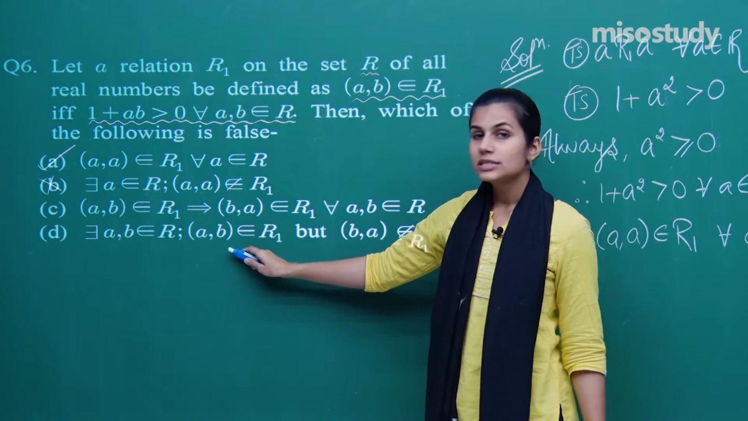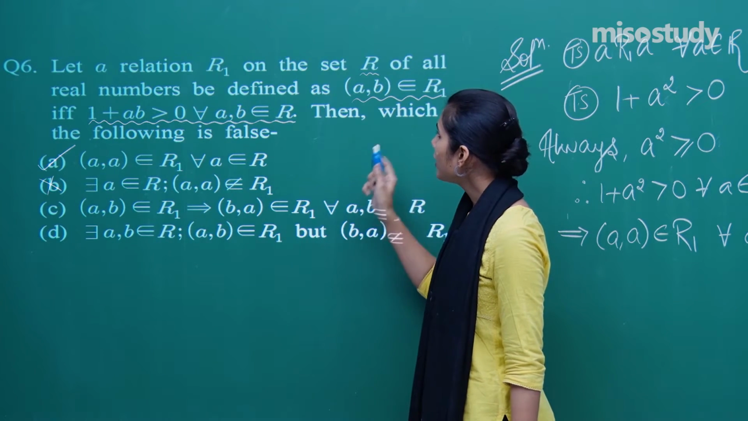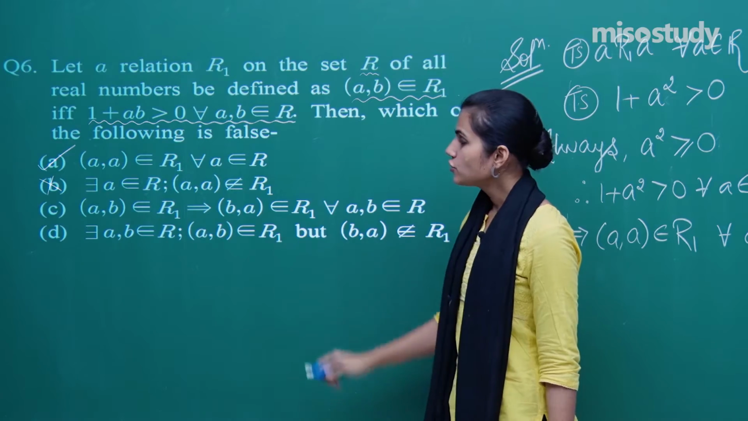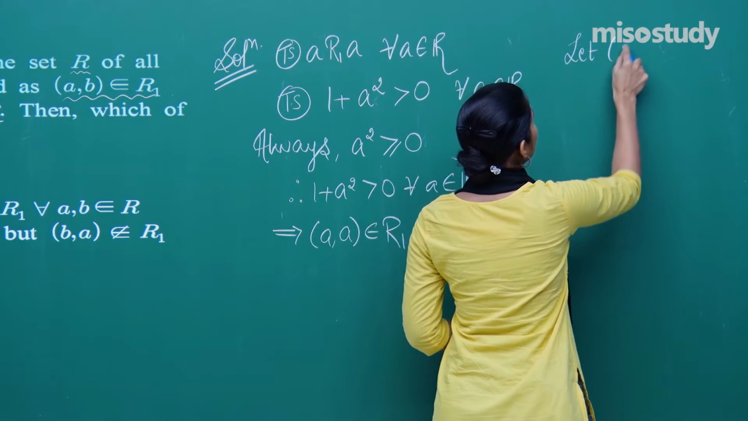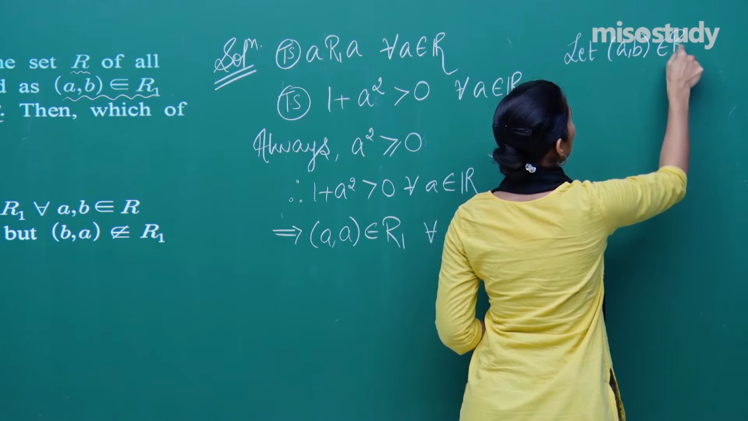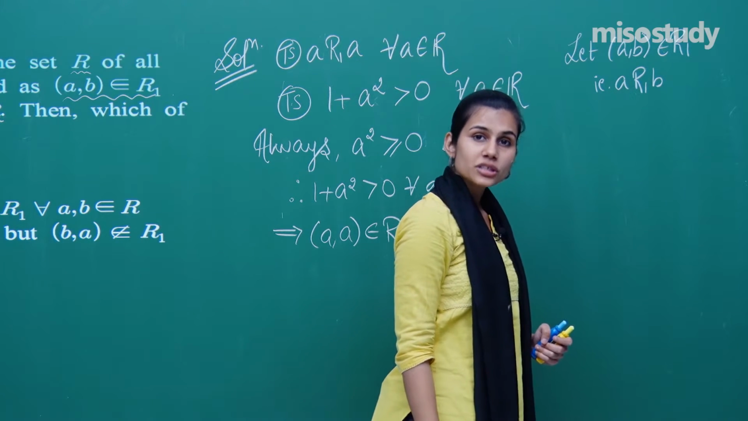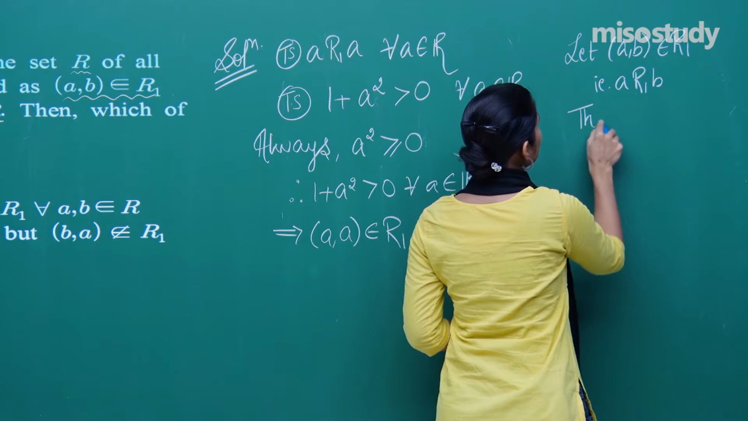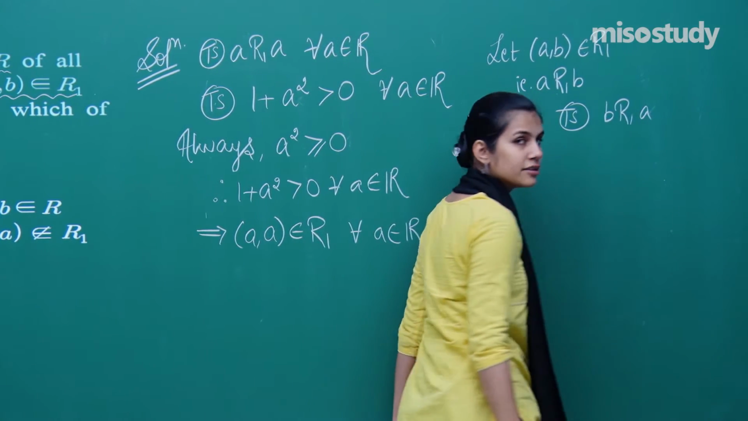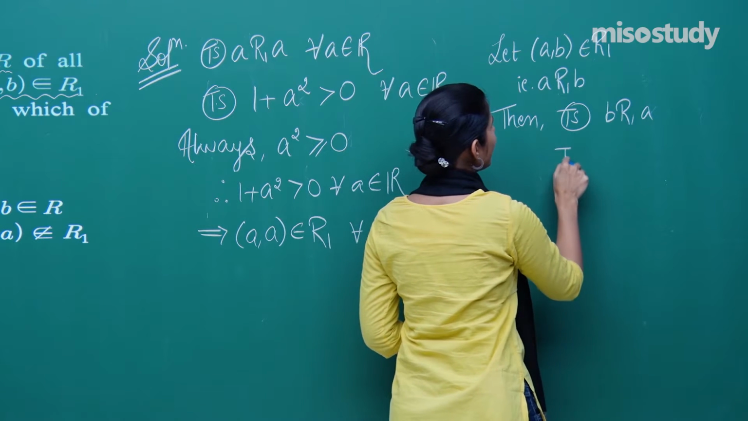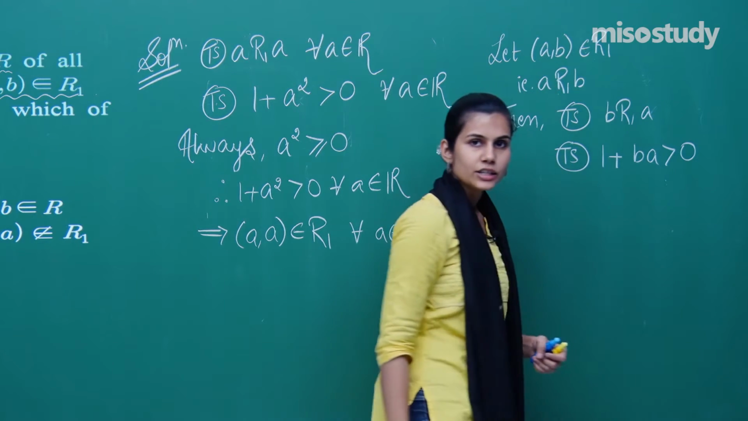If I wish to talk about symmetricity, because this basically is talking about reflexivity, and so R1 is a reflexive relation. Let's check if R1 is symmetric or not. So, let (A, B) belong to R1. That is, A is related to B under the relation R1. Then I have to show B is related to A under the relation R1. That means I have to show 1 plus B into A is greater than 0.